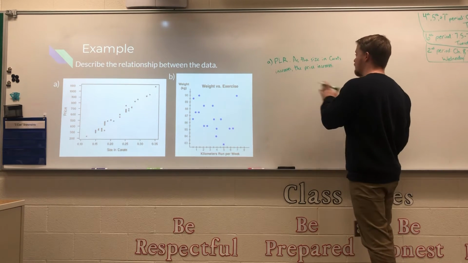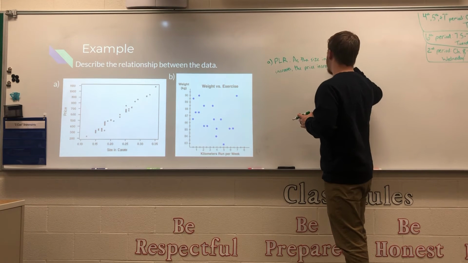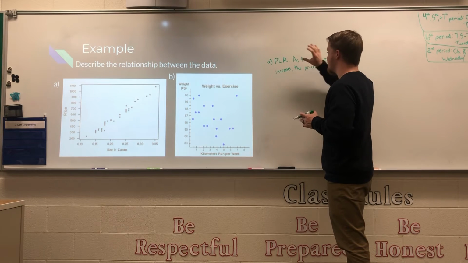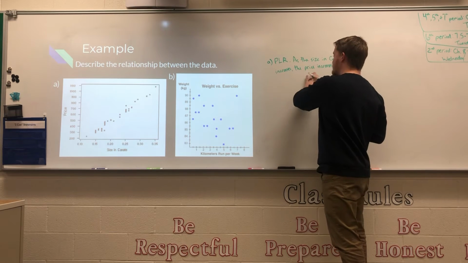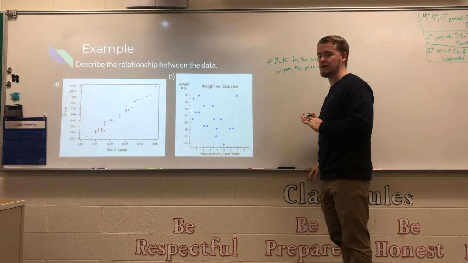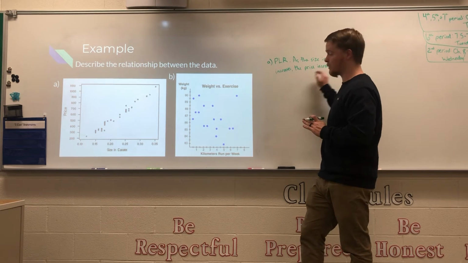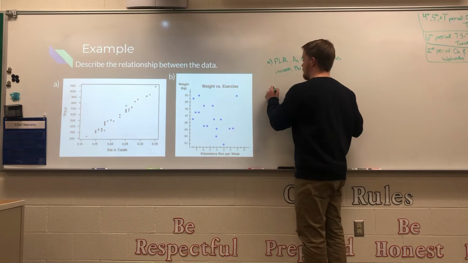And that's kind of the pattern you can go with each time. You always start with as the size in carats, or as the x, whatever the x is, increases, because you're always talking about the x increasing. And then you describe what's happening to the y, whether it's increasing or decreasing after that. With positive, the y will be increasing. With negative, the y would be decreasing. Okay, let's look at part B.